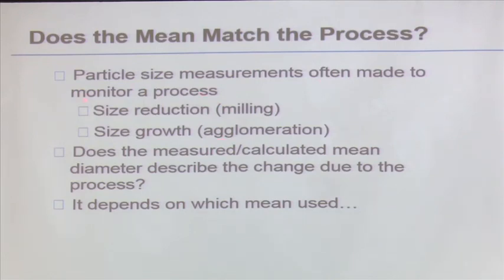I am giving 2 examples, one where I am using it for size reduction, that is milling, and another one is size enlargement or size growth, that is agglomeration. Let me show you whether the volume mean and number mean change, and in which direction.